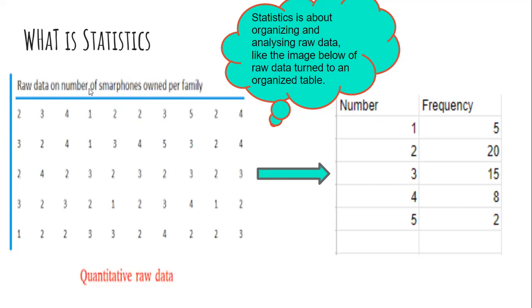So in this example, we have organized this data into what we call a frequency table. So now this tells us more than the raw data tells us. We know that of the households who have one smartphone, we've got about 5 households. With 2, we've got about 20. With 3, we've got about 15, and so on. So this organization of data helps us to learn more from this data than in its raw form. That is why statistics is important.